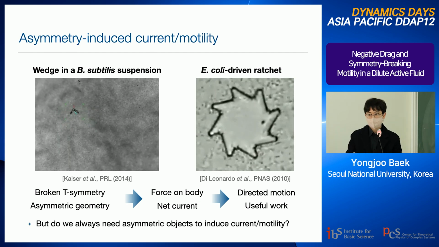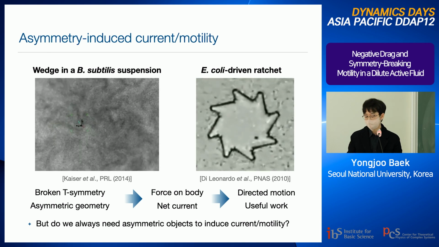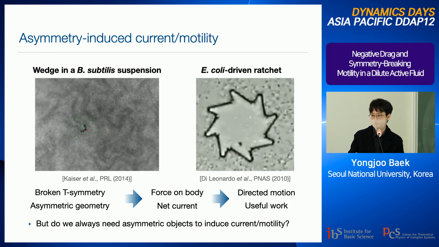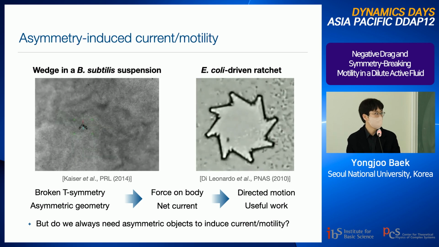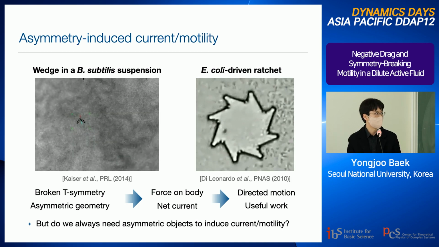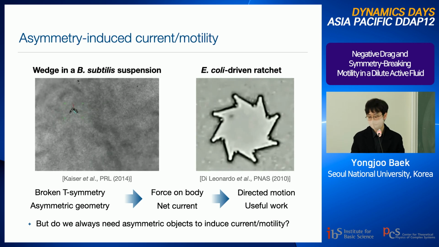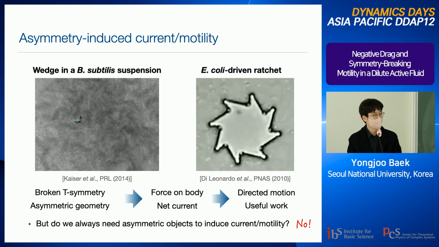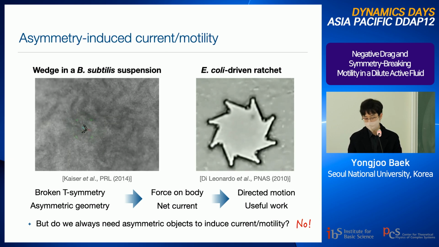So in all these kinds of situations, what we observe is that these bodies have some kind of built-in spatial asymmetric geometry. But now the question we wish to ask is whether we always need this kind of asymmetric object to induce this kind of current or motility. So the short answer is no, and we are going to discuss why.